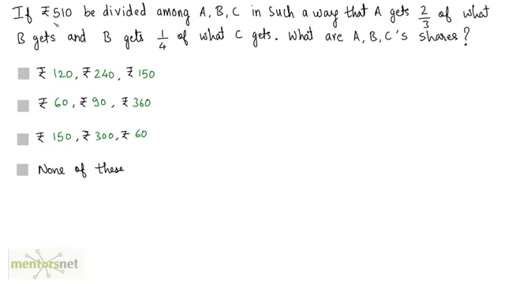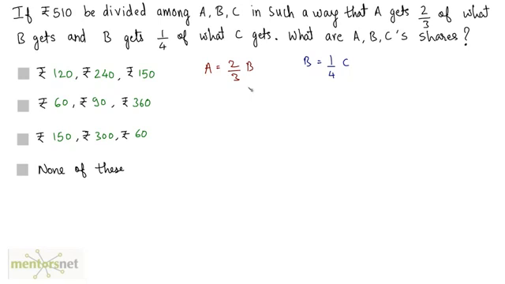If 510 rupees be divided among A, B and C in such a way that A gets 2/3 of what B gets and B gets 1/4 of what C gets, what are A, B, C's shares? Okay, what's given is A gets 2/3 of what B gets. So A is equal to 2/3 of B, and B gets 1/4 of what C gets, so B is equal to 1/4 of C.